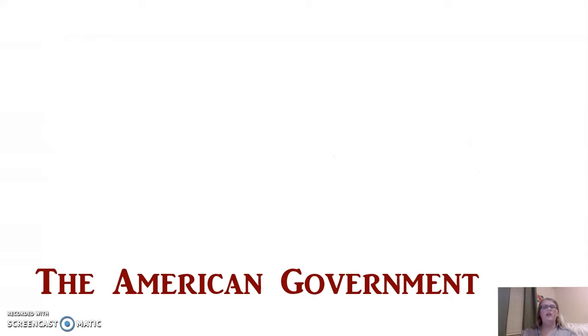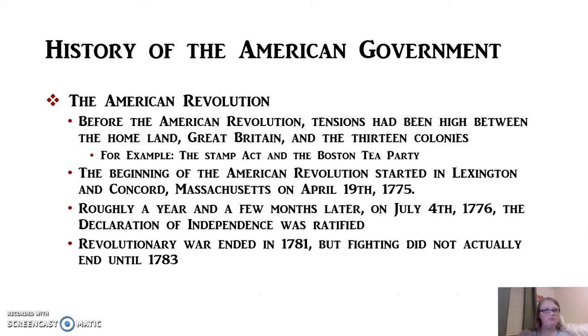Moving on. Okay, now we will get into the discussion of the American government, particularly the history of it, how it came to be, how it's divided, the branches of it, and what those branches do for the American government. Okay, so first, history of the government. It first started with the American Revolution.